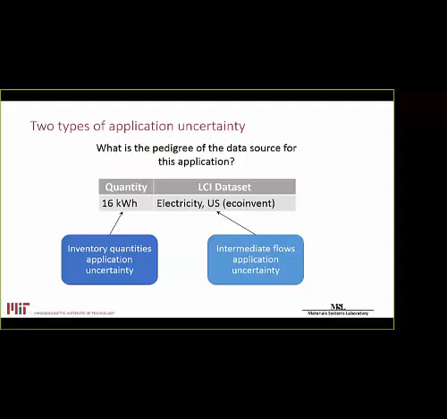How if you see something, for example, in that, then there's the inventory quantities application uncertainty that deals with the quantity, and the intermediate flows application uncertainty that deals with the intermediate flows.